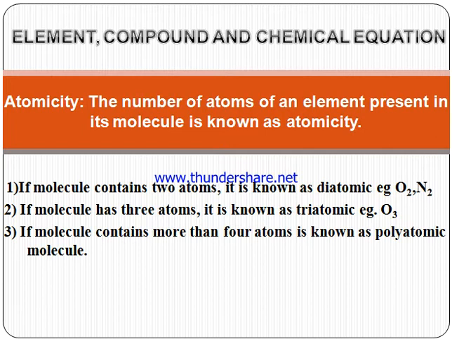Next we are going to discuss atomicity. Atomicity defines the number of atoms present in a molecule. For example, diatomic, triatomic, tetraatomic, and polyatomic. An example of diatomic is O2, which has 2 oxygen atoms. Ozone has 3 oxygen atoms.